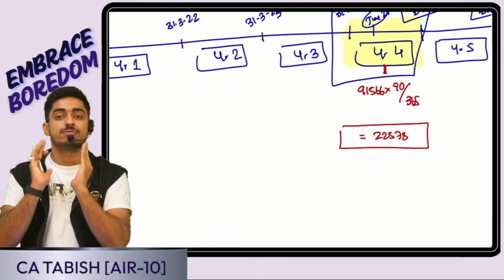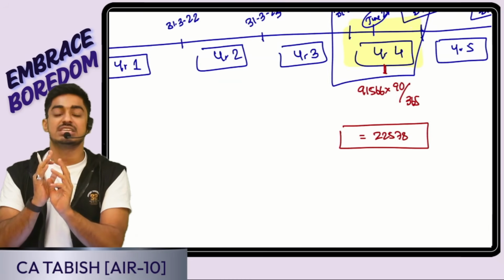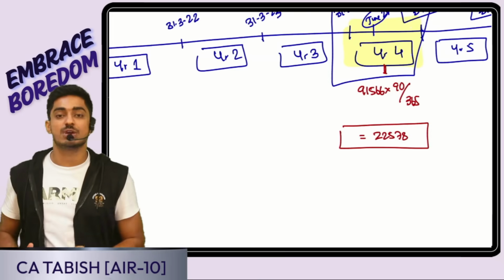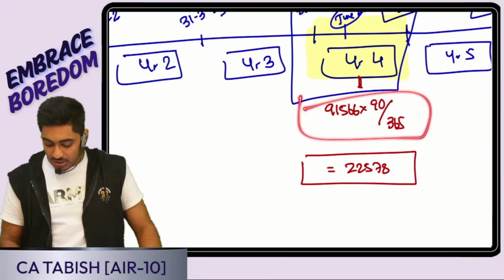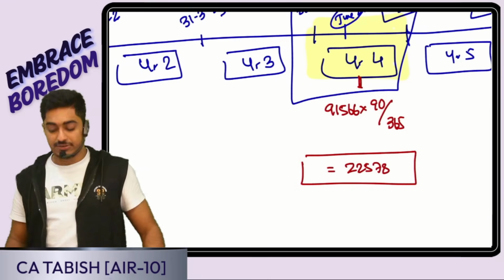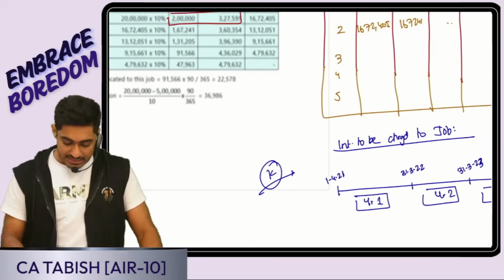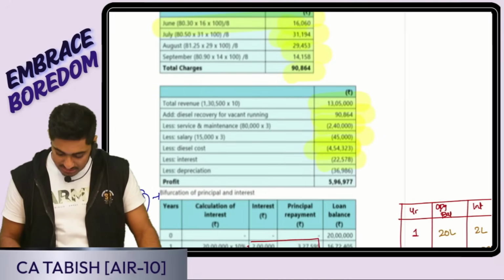That is for the entire year. I want to charge it for the job. The question has told me that I will be charging my depreciation and interest based on the number of days we have worked. How many days have we worked? 90 days only out of 365 days. So I will take 99,566 into 90 divided by 365. I will get 22,578. Is this clear, everyone? 22,578 is going to be the interest which is allocated.